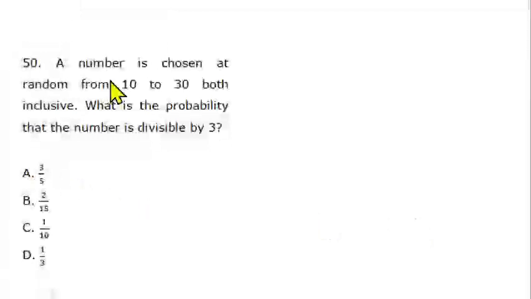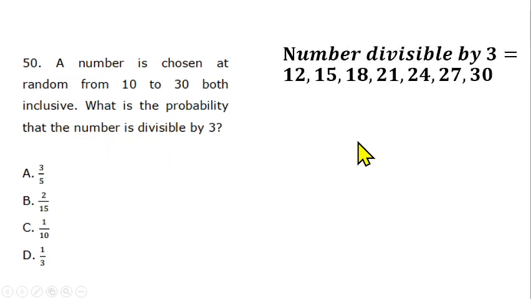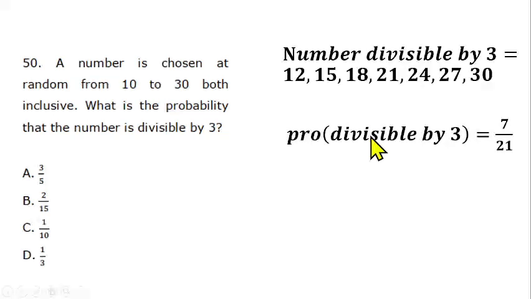The last question is also from probability. A number is chosen at random from 10 to 30, both inclusive. What is the probability that the number is divisible by 3? All you need to do is to get the numbers divisible by 3 from 10 to 30: 12, 15, 18, 21, 24, 27, 30. What is the total number between 10 and 30? That should be 21 numbers, because 10 is also inclusive.